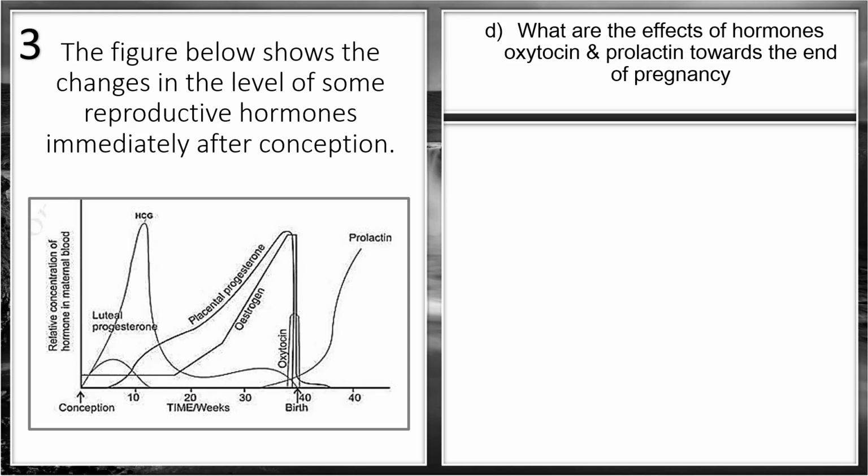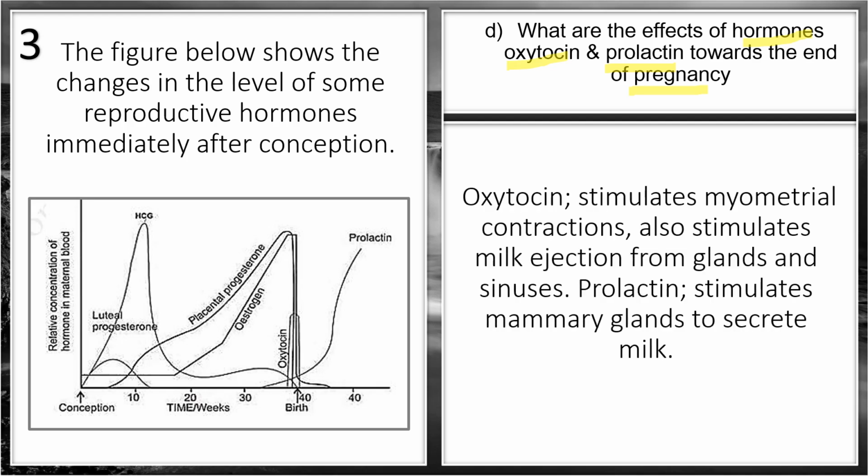What are the effects of the hormones oxytocin and prolactin towards the end of pregnancy? Oxytocin stimulates the myometrial contractions, and it stimulates the milk ejection from the glands, sinuses, and prolactin stimulates the mammary glands to secrete milk.